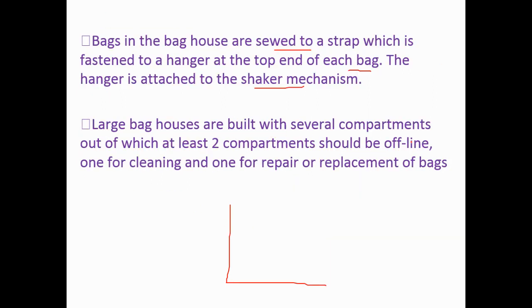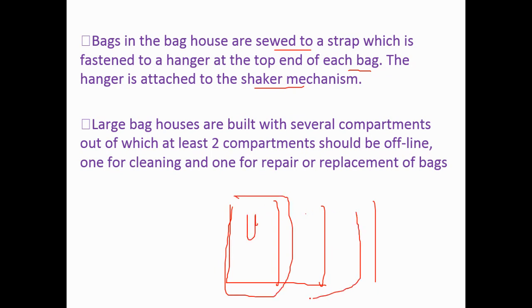Large bag houses are built with several compartments. In a single bag house there are so many bags, and if all bags are placed in a single bag house, there is a problem for mechanical shaking as well as for cleaning. Cleaning of the bags is an important factor that must be maintained periodically. If cleaning is not done properly, the maintenance cost is high. That's why, instead of one big bag house, we use small bag houses, so you can easily maintain them and shake or separate the dust from the bags.